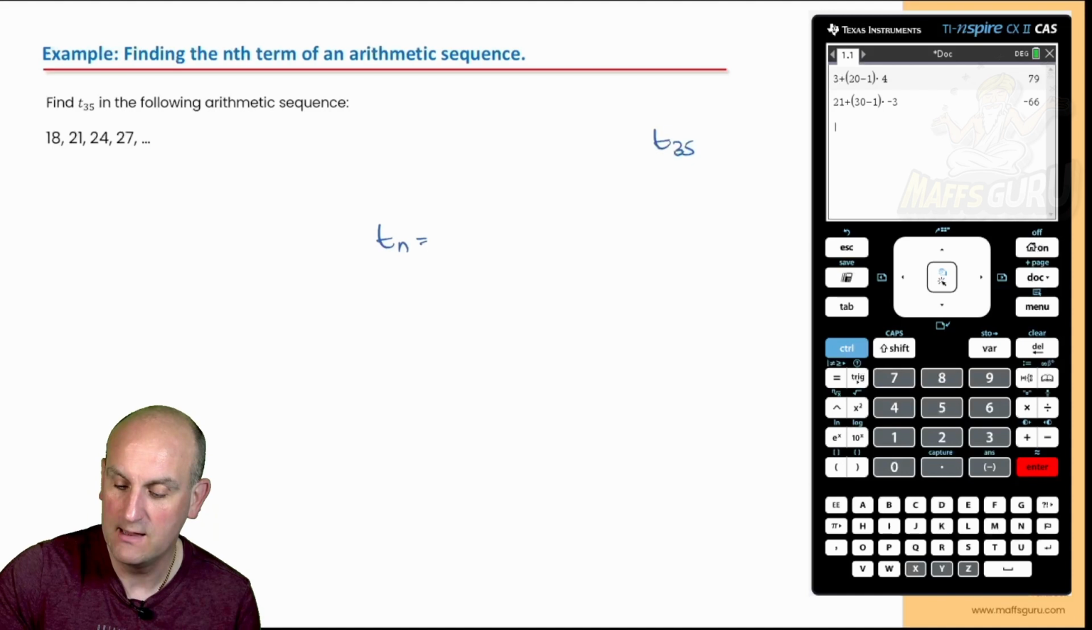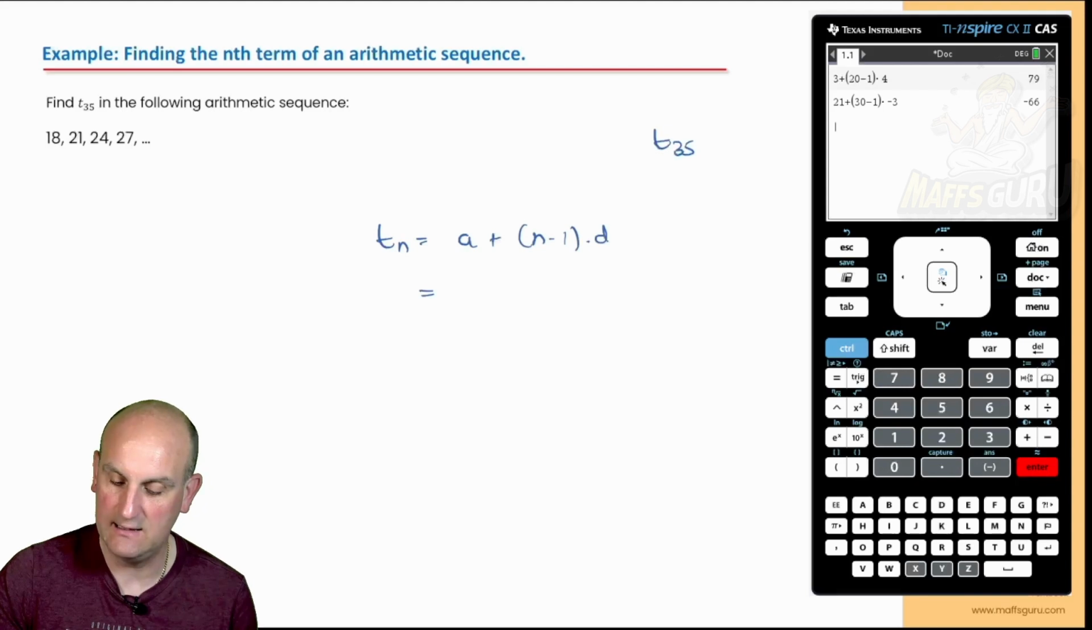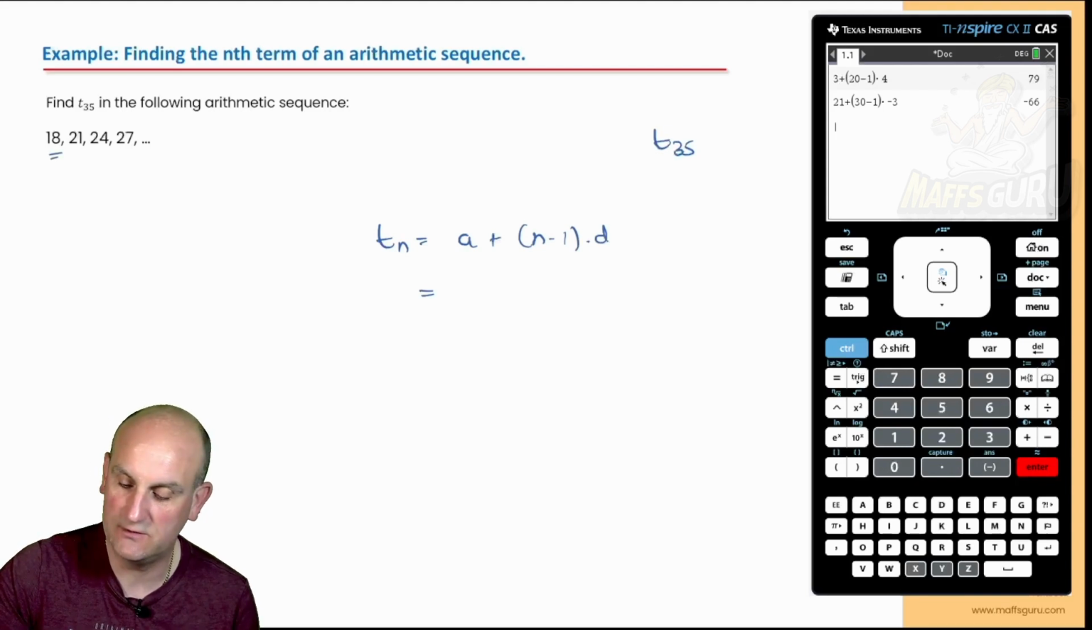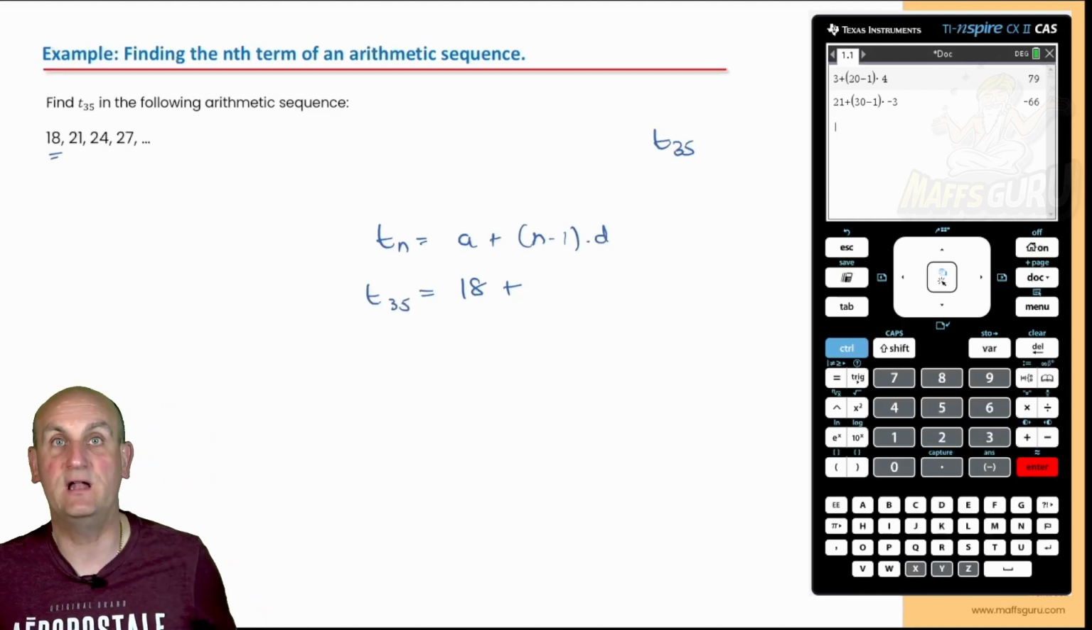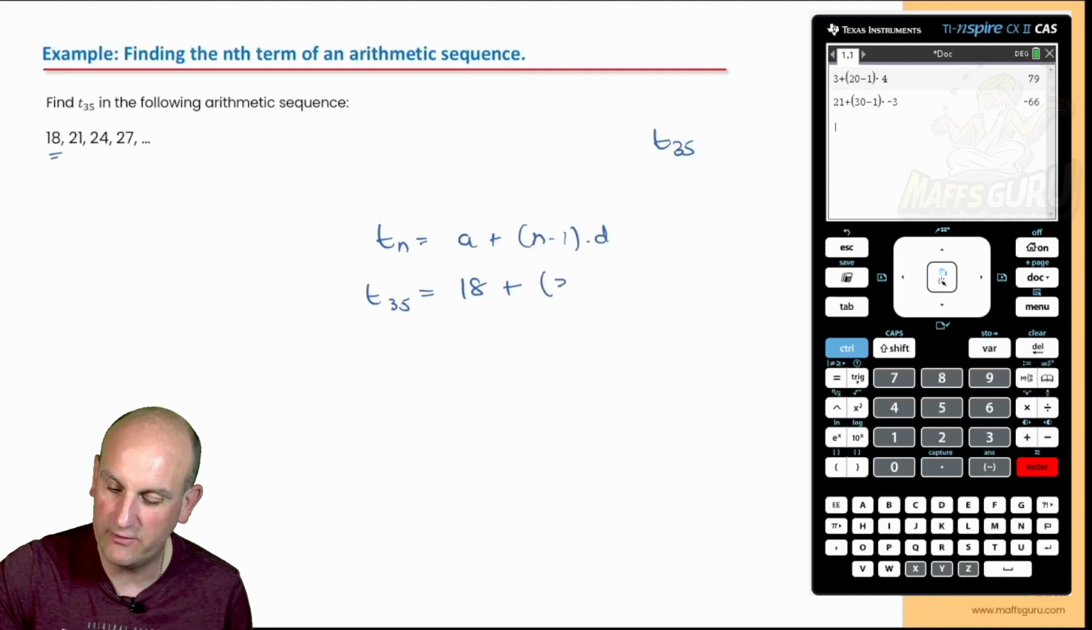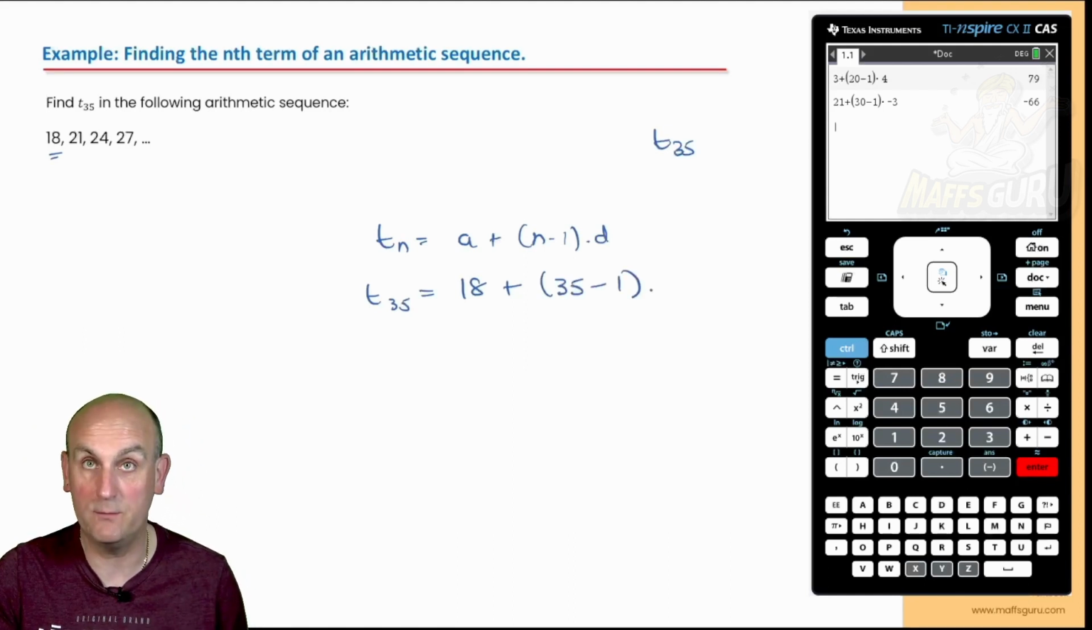T of n is equal to A plus n minus 1 times d. So A, what's A? My first term, in this situation they've told me it's 18, plus, I wanted to write my T35 down there. Why? Because it's going to give me my value of n. Right, value of n there is 35, minus 1 times my common difference. Don't know what my common difference is?